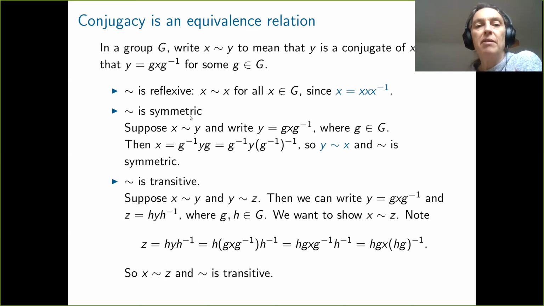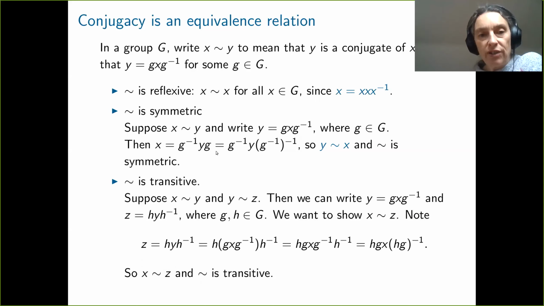Second thing we have to show is that the relation is symmetric. So to show that, we have to show that whenever x is related to y, y is also related to x. So let's suppose we have a pair of elements with the property that x is related to y in this sense. That means that y is equal to gx g inverse for some element g of G. What we have to show, for our relation to be symmetric, is that the statement y related to x must also be true, which means x must be a conjugate of y. All we have to go on is this description of y as a conjugate of x.